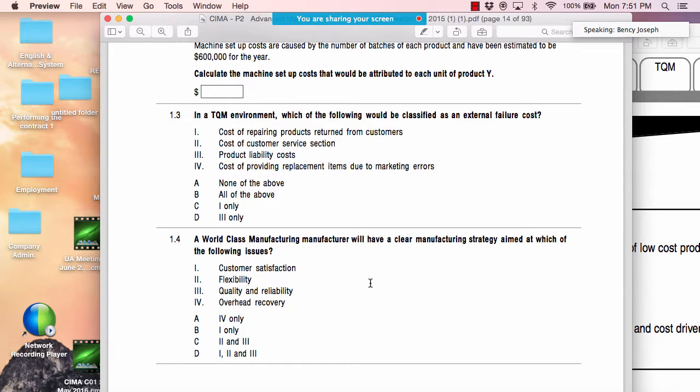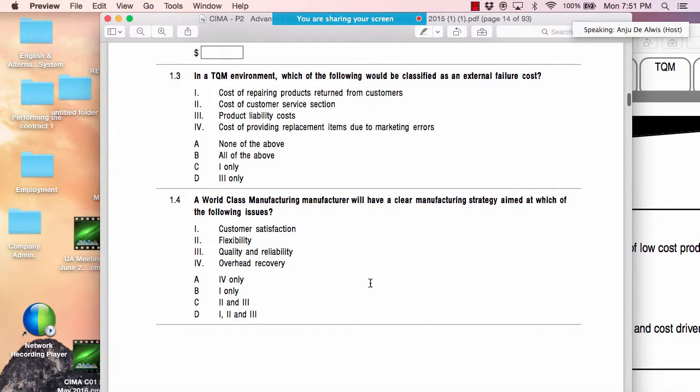Right, okay. 1.3. I went with B. I've gone with B as well. Yeah, so that's right. And 1.4. B again. What about you, Elaine?